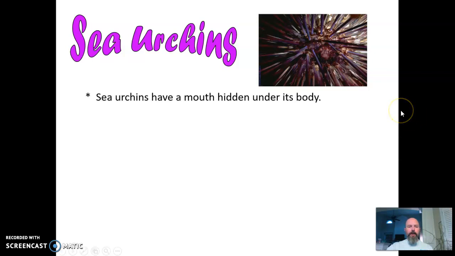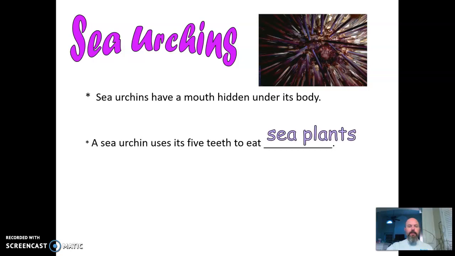Sea urchins have a mouth that is typically hidden underneath the body. So you'll see them crawling along rocks, and underneath that, if you were to pick one up, you would see the mouth. They have 5 teeth, which they use to eat sea plants. So again, following this theme of 5 parts, 5 teeth.